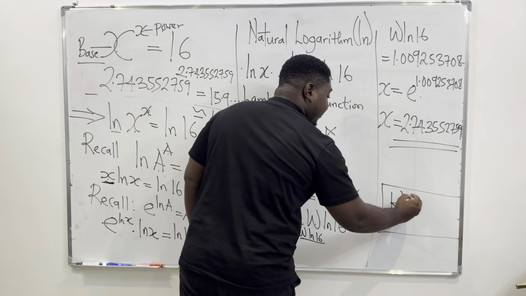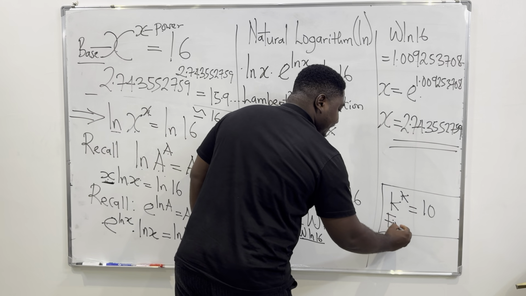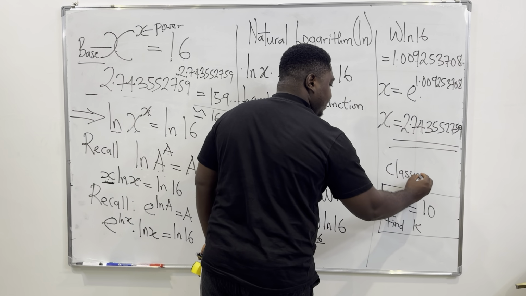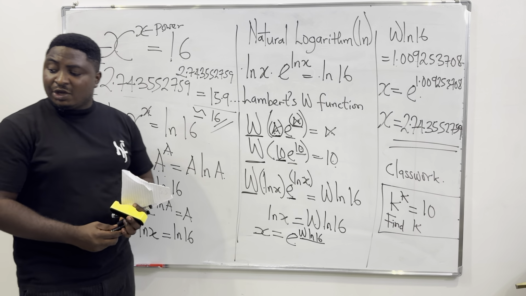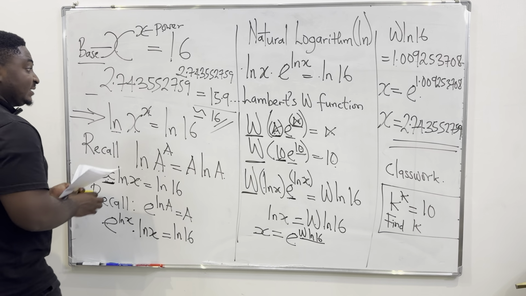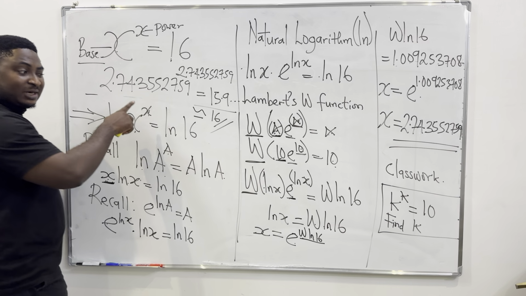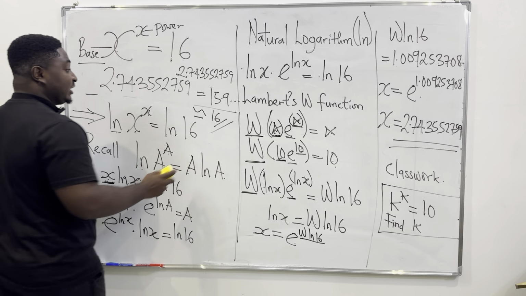k raised to the power of k equals 10. Find k. Classwork. k raised to the power of k equals 10. Find k. So go ahead and do that while I explain this again. Oh, sorry, don't do that yet. Follow my explanation so that later on you can do that and drop your answer in the comment section.